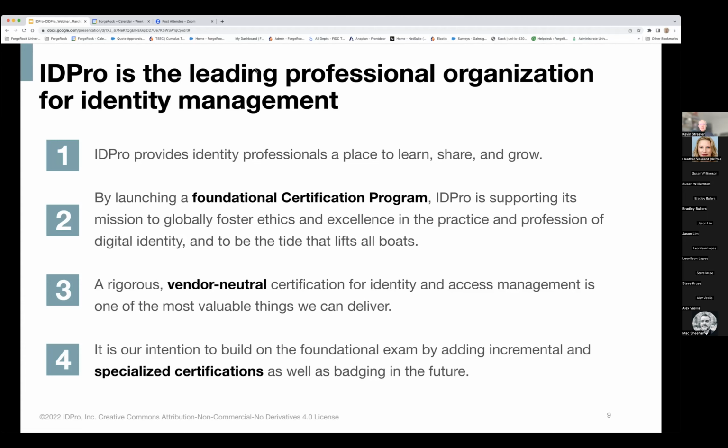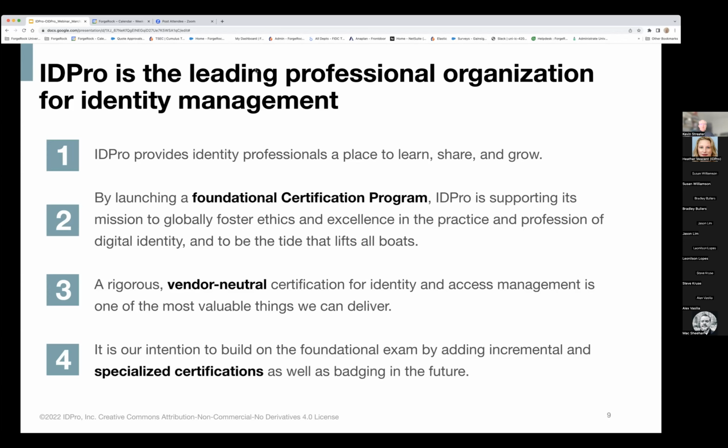And as I say, first exam, this is a foundational exam. This covers all of the core elements of identity. What it doesn't do is go into some of the specialized domains. So healthcare, for example, has some very specific requirements like HIPAA. Financial services, government, all have very specific identity requirements. We don't go into those in the foundational exam.